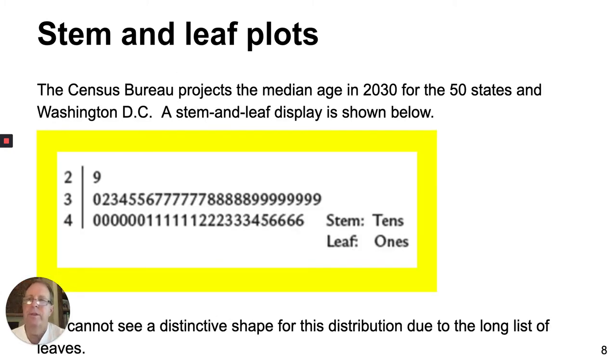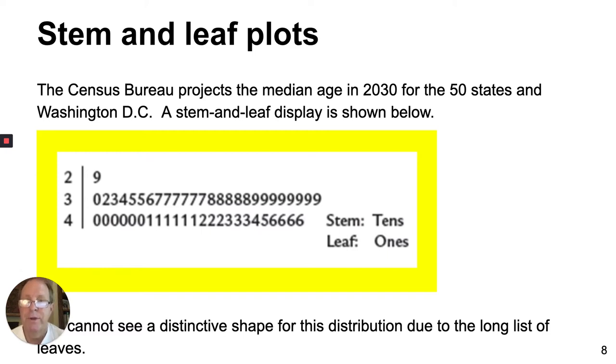Now, suppose that the Census Bureau projects the median age in 2030 for the 50 states like this. Well, I have 50 states, so I have 50 observations, but they all fall in the 20s, 30s, or 40s, and mostly in the 30s or 40s. So I have very few stems, and I have a lot of leaves in the 30s and the 40s. So I don't really get a good perspective of what that distribution looks like. We cannot see a distinctive shape in this distribution due to the long list of leaves. And in fact, stem and leaf plots don't work very well when you have very long leaves.